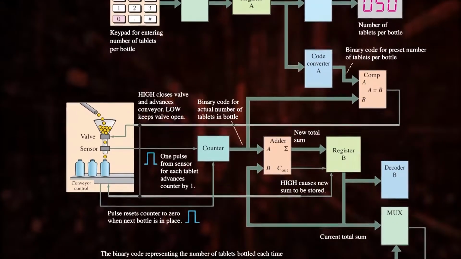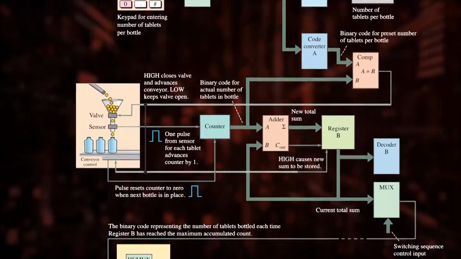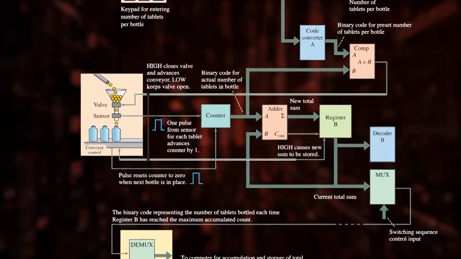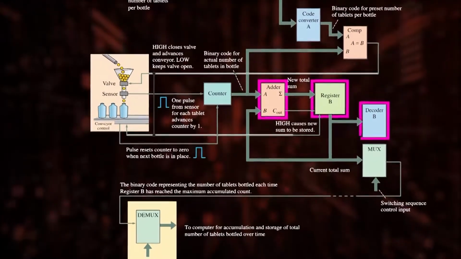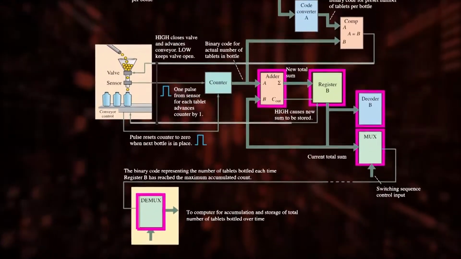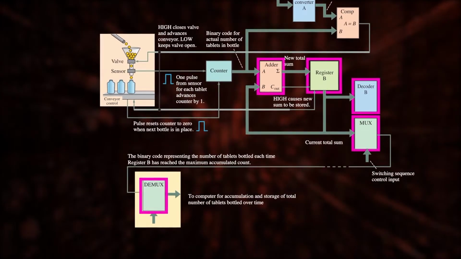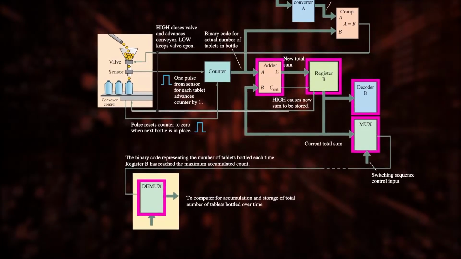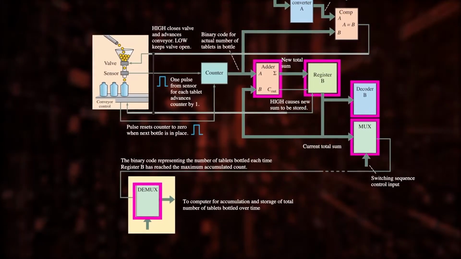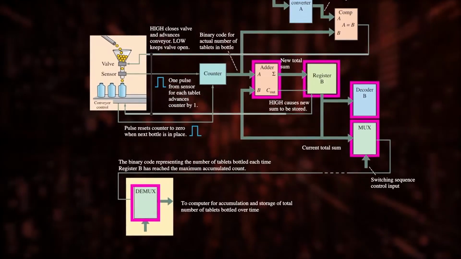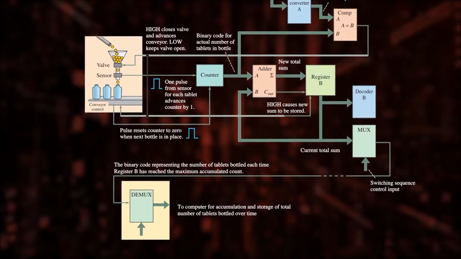Next, the third phase. It is to display the total number of tablets filled in the bottle. It is managed with the help of a few other digital circuits: adder, register, decoder, multiplexer and demultiplexer. As the counter increments, the value is also sent to an adder as input A. We know that an adder is a combinational circuit, it cannot store the previous value. So, it is stored in a register connected to the adder. This register content is sent as the B input of the adder.